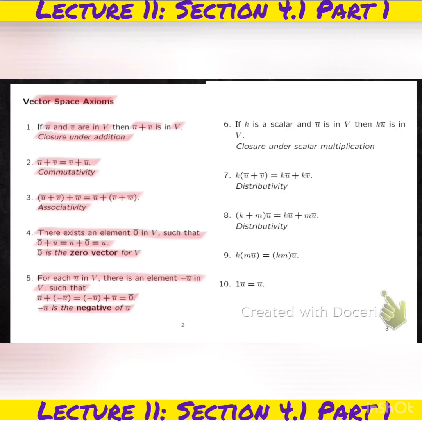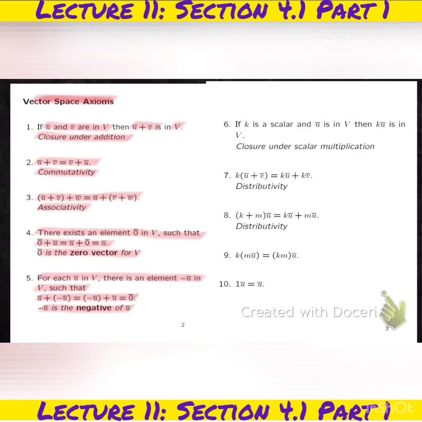Now again, guys, it all depends on how you define addition and scalar multiplication. And we'll see later that depending on how you define addition and scalar multiplication, it will affect whether your set in fact has a zero vector or not, or whether every element in fact has a negative. So for vector spaces, every vector has to have a negative.